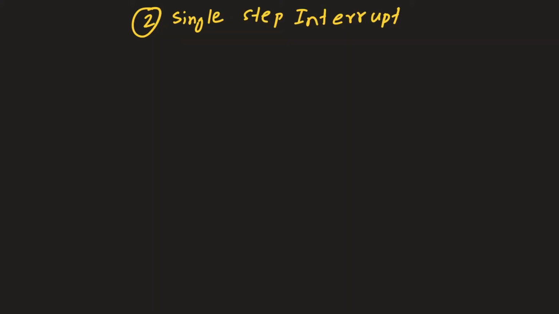Single step interrupt or type 1 interrupt will be activated whenever the trap flag is set to 1. As we have already discussed, the trap flag is used for single step debugging, that is, whenever the trap flag is 1, the microprocessor will be interrupted after each instruction. So whenever trap flag is 1, the processor will automatically generate a type 1 interrupt or a single step interrupt.